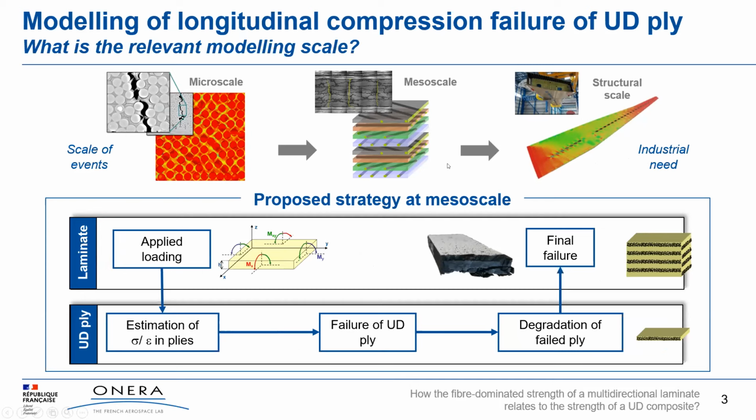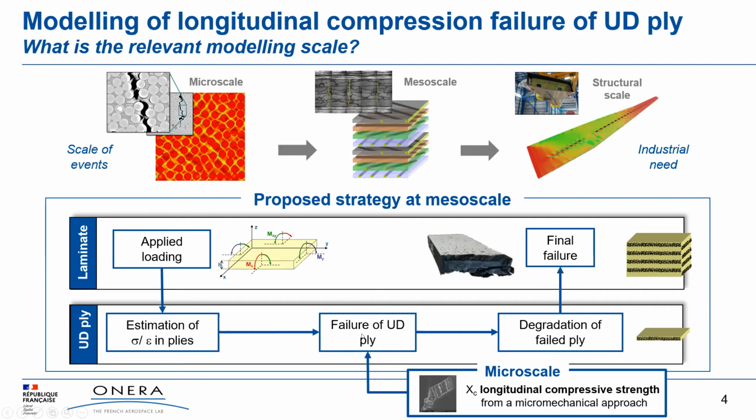This is the reason why a mesoscale approach seems to be a good trade-off between complexity of the modeling, predictive capability, and complexity of the identification. This is the reason why we have proposed a mesoscale approach in which we try to predict the final failure of a laminate, knowing the mechanical property at the ply scale. But for compression, it is necessary to be able to update the value of the strength that you are going to use into your mesoscale approach.